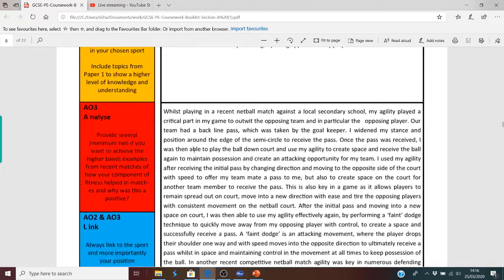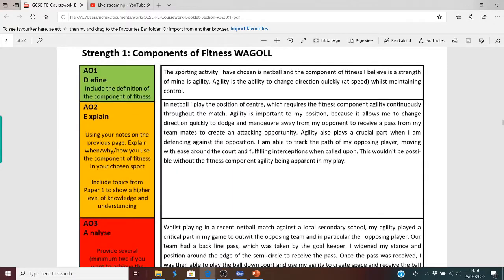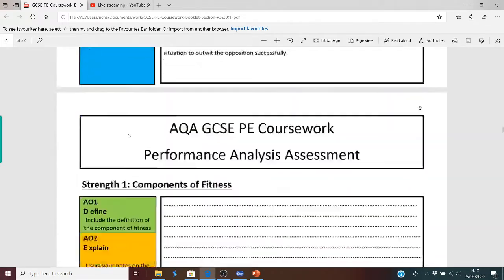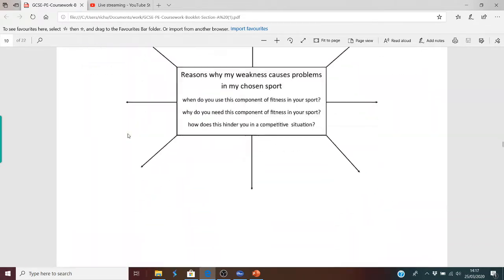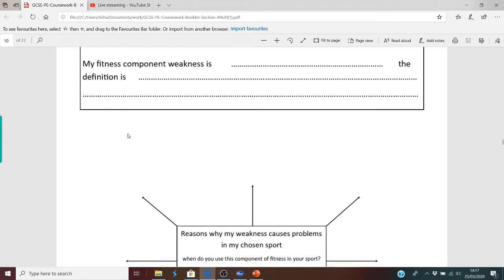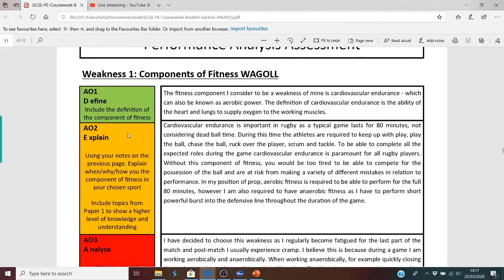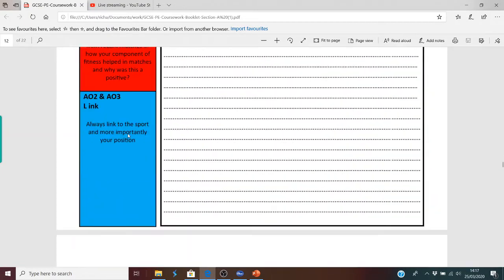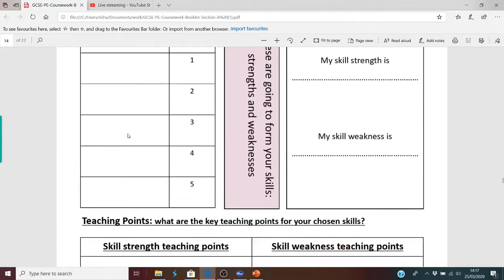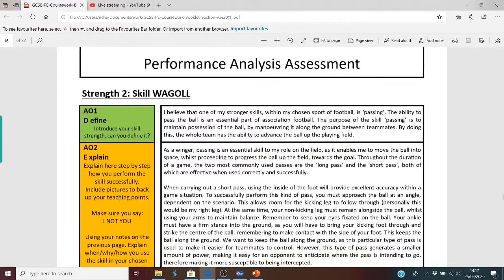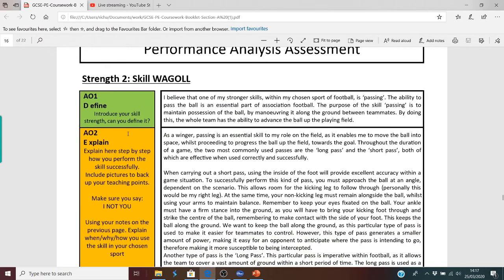But what we want to do is make sure that first of all, you're going to be following this sort of criteria. So if we look at that as the fitness, we'll go on to the skill to try and help you out here. So for your skill, just keep working our way down, is to work through this. Okay, so for your skill, this is what we're going to look at. So you want to first of all define what you mean by the skill you're doing.